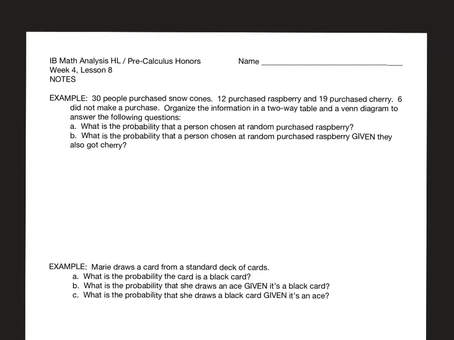Week 4, lesson 8. This is a lesson on how to find probabilities given either a two-way table or a Venn diagram or both. So let's take a look at this first example. 30 people purchased snow cones, 12 purchased raspberry. I think we've done this one before. It says organize the information in a two-way table and a Venn diagram. So let's do that first.